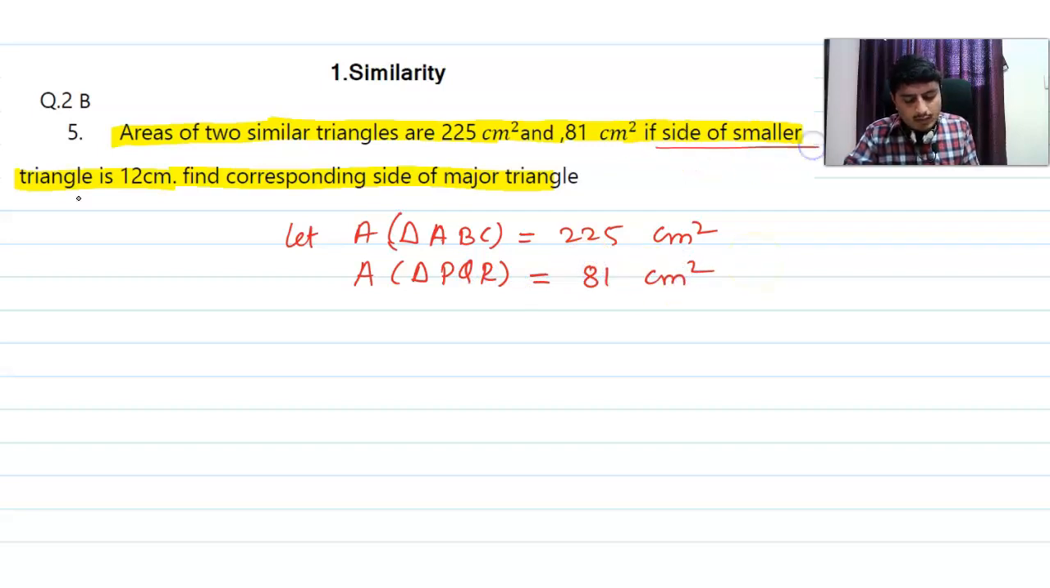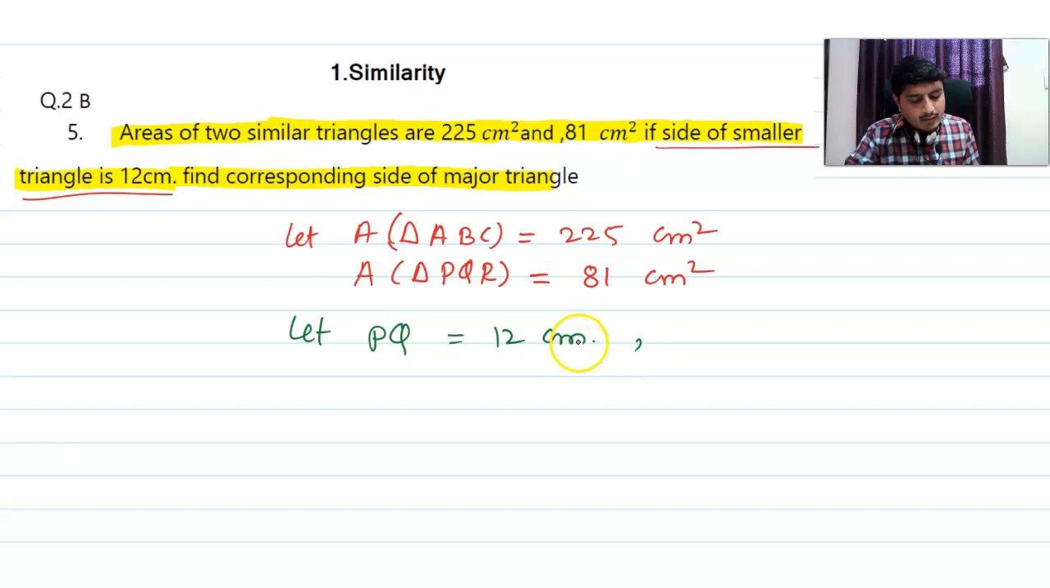Look at the areas of the triangles: the area of ABC is 225 and the area of PQR is 81. So compare the areas of the given triangles. We have 81 is less than 225, that means our smaller triangle is PQR. So let us assume, first come first served, PQ to be the first side, equal to 12 centimeter.